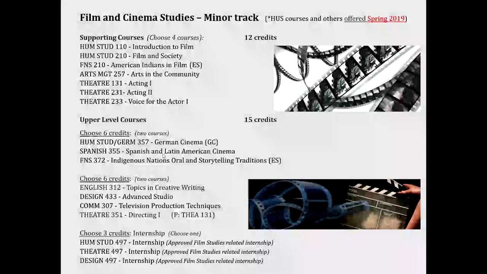So you'd be looking at either Intro to Film, Film and Society, American Indians in Film, perhaps theater courses, Acting 1 and Acting 2. And then in your upper level courses, you would take 2 of those 3, either German cinema, Spanish and Latin American cinema, or indigenous nations. Or there's possible other courses that might come in at some point that would fulfill those credits that your advisor might be able to plug in for you.